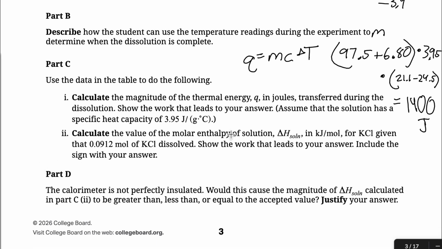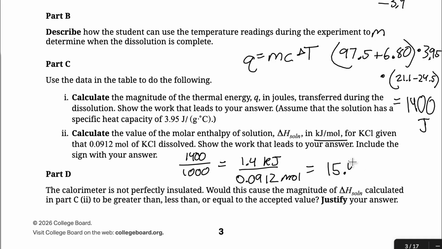Part 2 says, calculate the value of the molar enthalpy of solution in kJ per mole for KCl given that this many moles of KCl dissolved. So what you're going to do is first, you have 1400 joules. So that's the same as if you divide by 1,000 to go to kilojoules, you're going to get 1.4 kilojoules. And then you divide by moles because your answer is kJ per mole. So you have 1.4 kilojoules over 0.0912 moles, which gives you 15.4 kJ per mole.